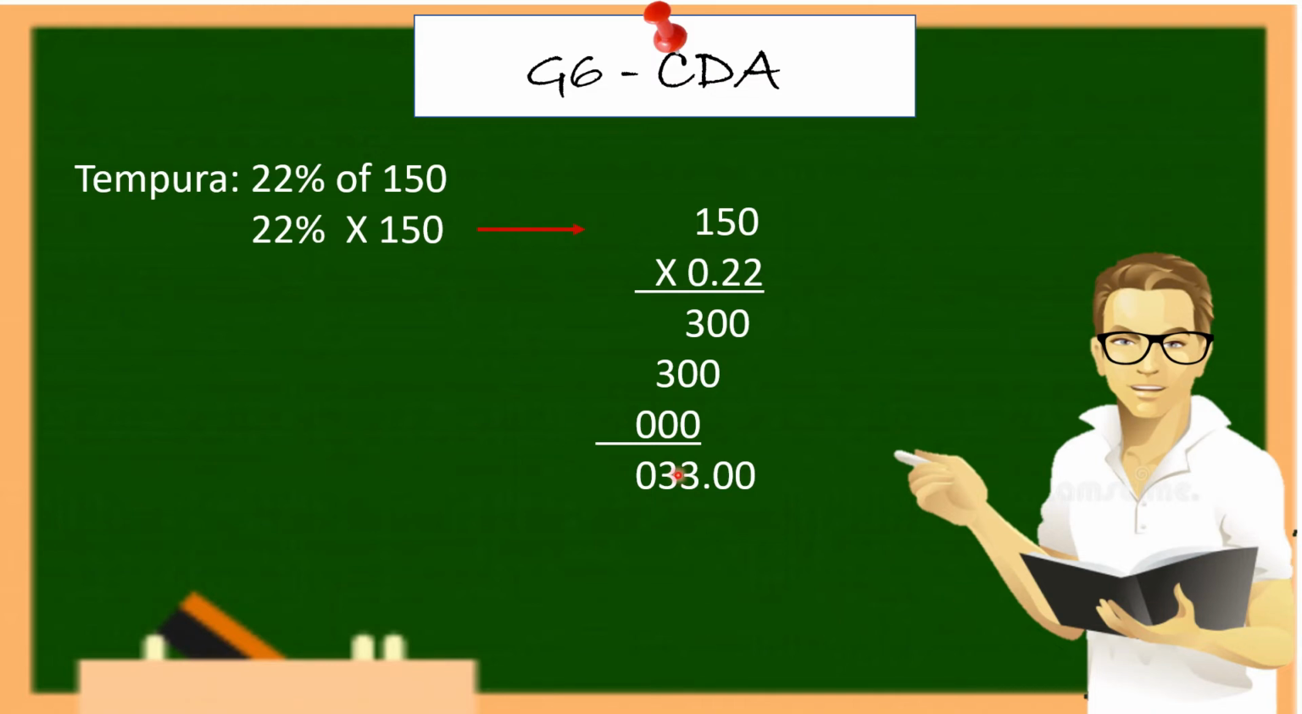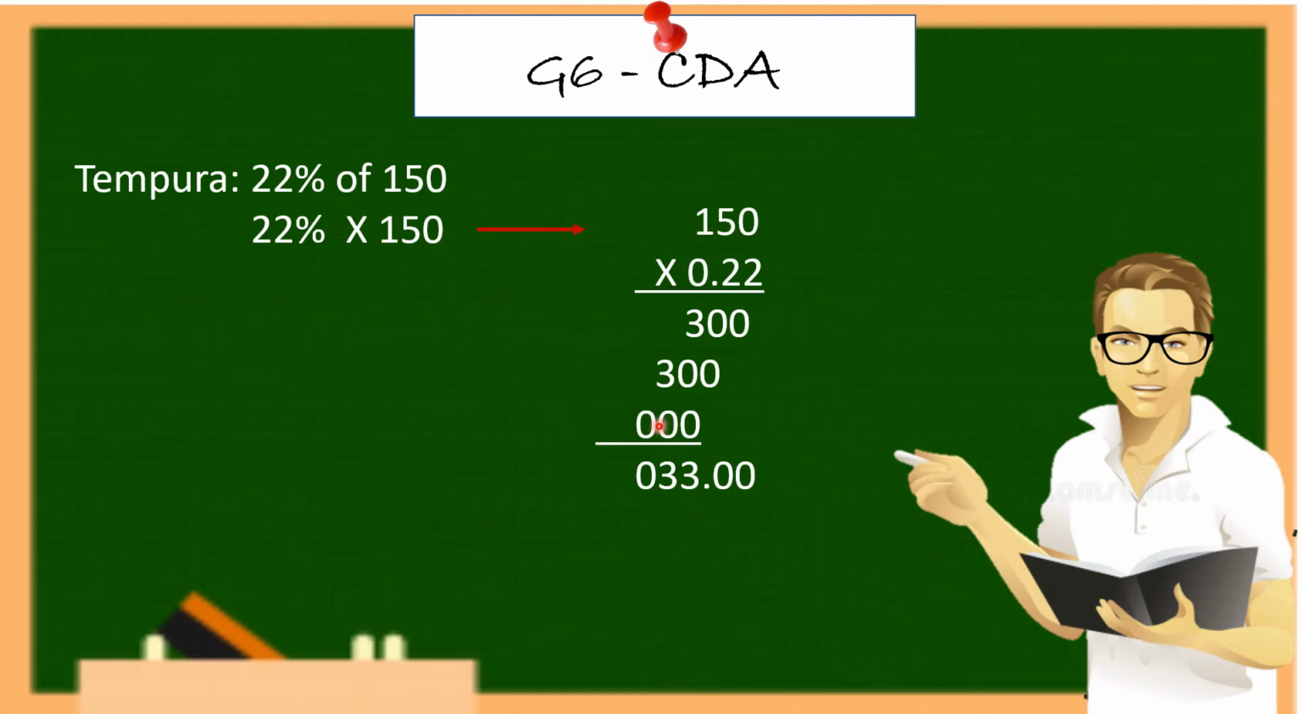For example, in tempura, 22% of 150, you're going to multiply it. So 150 times 0.22. 2 times 0 is 0. 2 times 5 is 10, carry 1. The answer is 0. So 2 times 1 is 2 plus 1 is 3. So 300. 2 times 0 is 0. 2 times 5 is 10, carry 1. 0. So 2 times 1 is 2 plus 1.